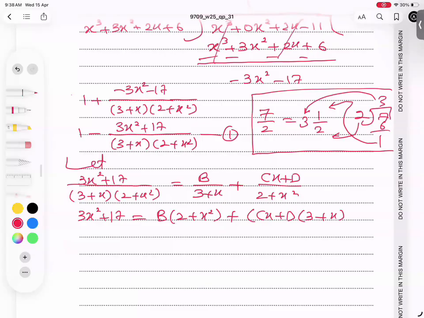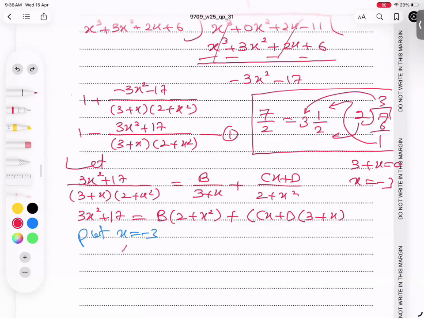After this, students, what to do? I have two factors, linear and quadratic. For the linear part, I will set it equal to 0: 3 plus x is equal to 0, so I get x is equal to negative 3. So put x equal to negative 3 in the whole equation. When I plug in negative 3 here, what I'm getting: 3 squared is 9, 9 times 3 is 27, and 27 plus 17. Okay, I get 44. Yes, 44.